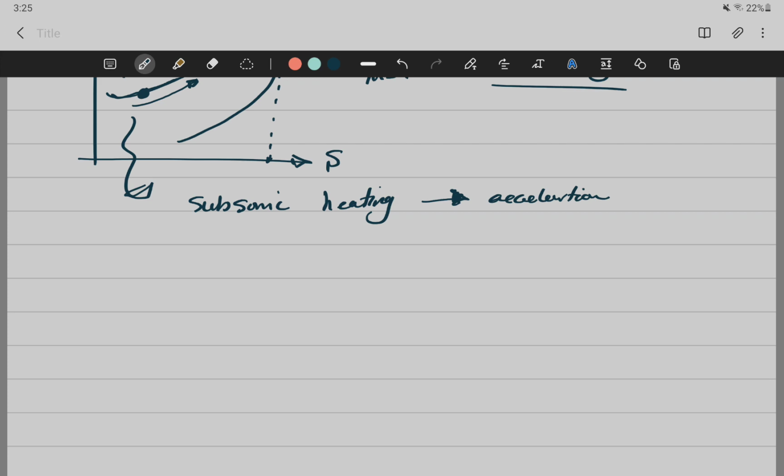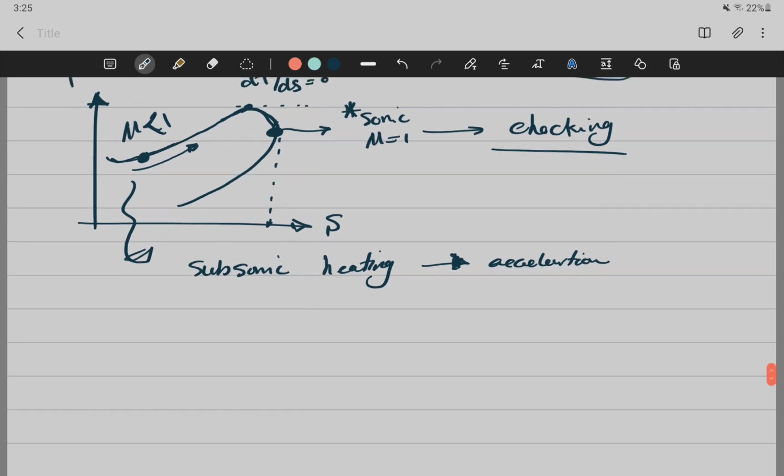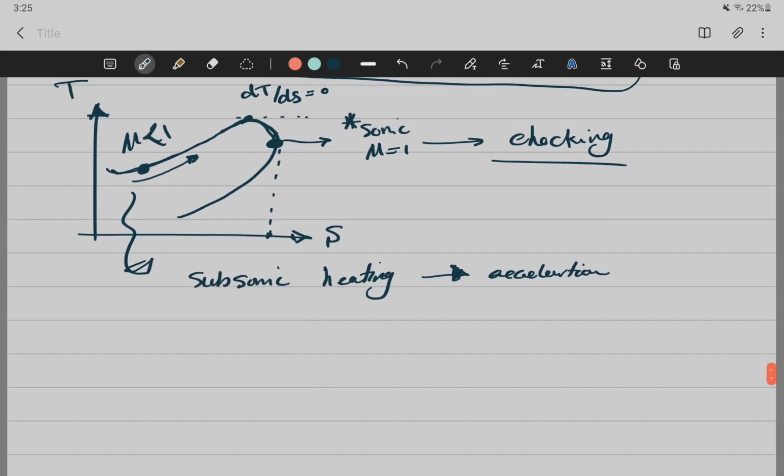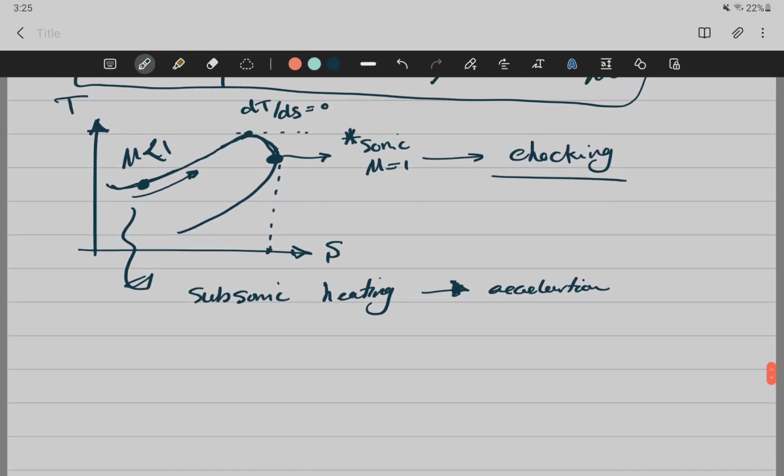You will understand this from the equations a little better. I didn't want to go through the equations here, because we have a very long list of equations, and I think you are already exhausted with equations. So I just wanted to give you the concepts.